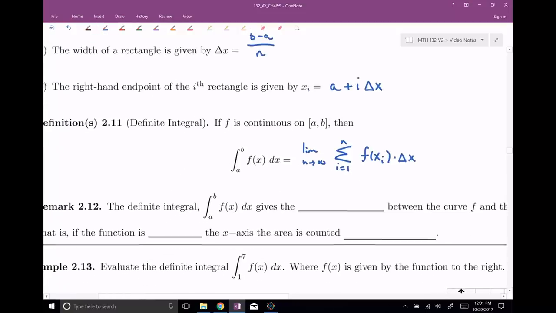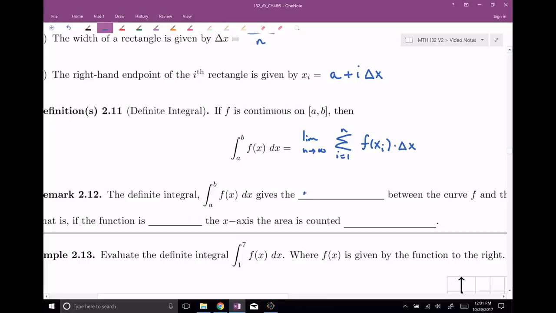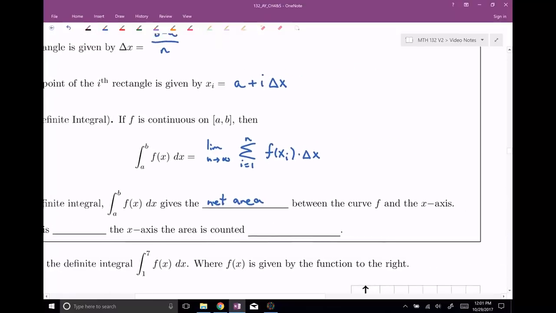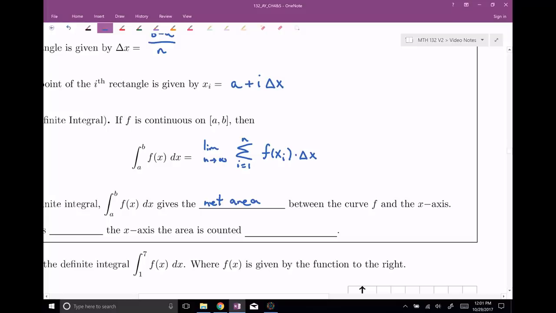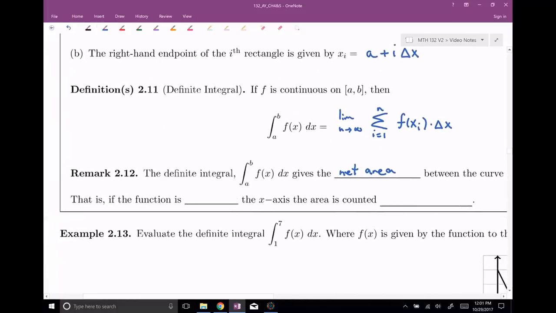Now, in general, the definite integral gives net area. Actually, I'm getting ahead of myself. So net area between the curve f and the x-axis. And what does net area mean? Well, it means if the function is below the x-axis, then the area is counted negatively. Again, because if the function is below the x-axis, then this is a negative value. So this area will be counted negatively. That's what it means by net area, because usually you think of area as a positive number, right? But if it's below the x-axis, then the area is counted negatively. And that's why we call it net area.